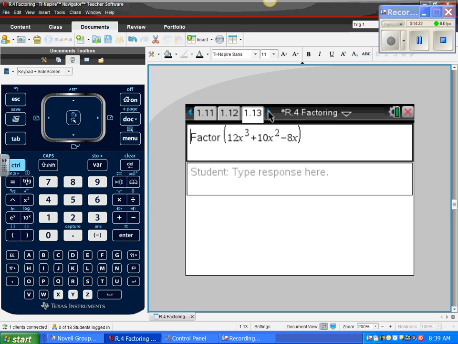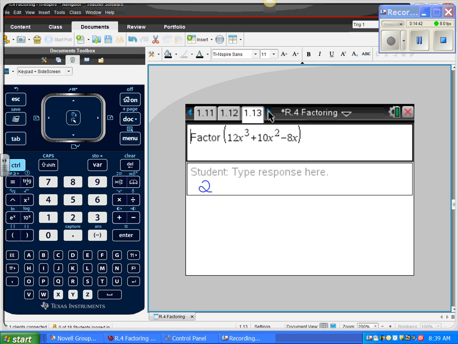So let's give it a shot. Okay, so factor 12x cubed plus 10x squared minus 8x. We're going to try this method. The first thing we're going to do is look for a GCF. 12x cubed plus 10x squared minus 8x. So 12, 10, and 8, what goes into all of those is going to be a 2. And we also have an x. So we're going to pull that out and see what that gives us.